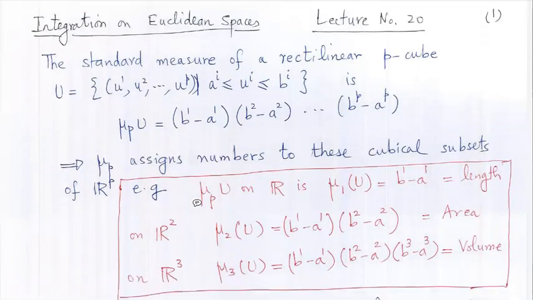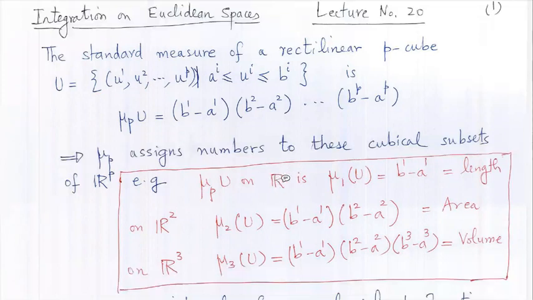For example, for a 1 cube defined on R, mu1 of u is b1 minus a1, which is the length of the interval. On R2 we have mu2 of u equal to (b1 minus a1) times (b2 minus a2), so the measure of the 2 cube is the area of a rectangle. On R3, mu3 of u, the measure of the 3 cube, will be (b1 minus a1)(b2 minus a2)(b3 minus a3), which is the volume of a 3 cube.